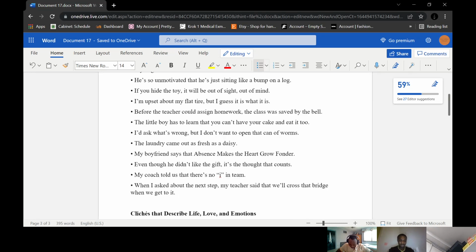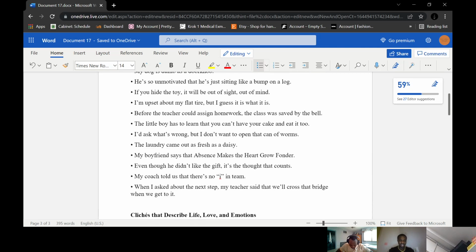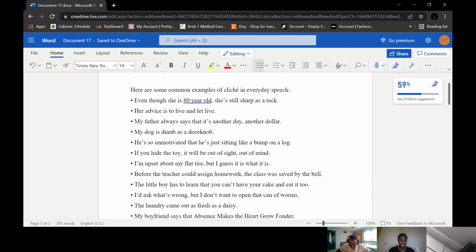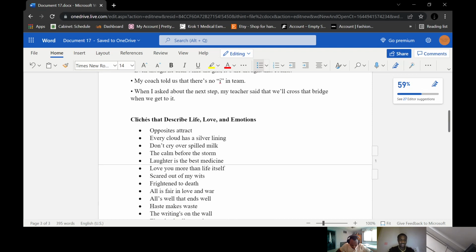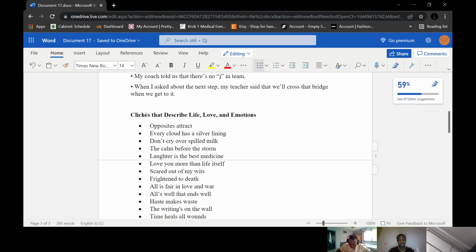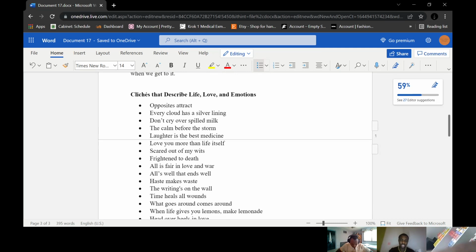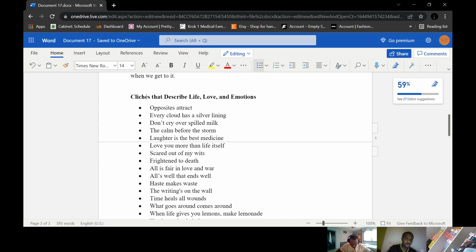I'll start from the examples here, then go to the sentences. These are sentences I wrote, but I wanted to switch it. There are different types of cliches you can use to describe maybe places, people, things you do. These are examples of cliches that describe life, love, and emotions. Opposites attract. Every cloud has a silver lining.